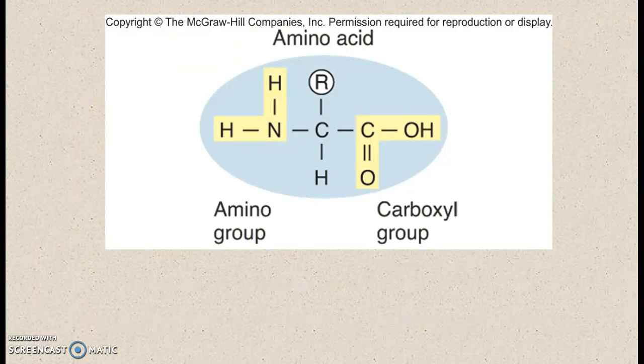So this is a picture of what I just told you. There's a central carbon atom attached to a hydrogen atom. It's attached to an amino group and a carboxyl group, and then this is showing the R group, the wild card.